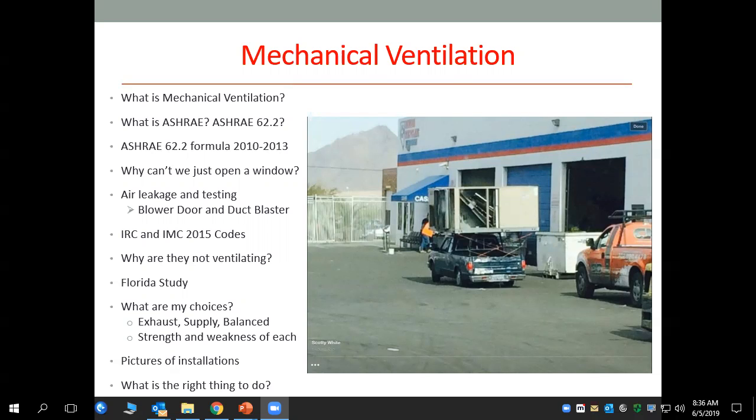Why can't we just open the window? Some of the challenges when we do use that as our ventilation strategy. We'll do air leakage and testing, obviously blower door and duct blaster. The IECC 2015 code, we'll cover that. 2018 is out, but not many have adopted it, so we're going to stay with the 2015 in this session. A question, one slide on why are they not ventilating? There are reasons, some good, some a little weak, but we'll go over that.